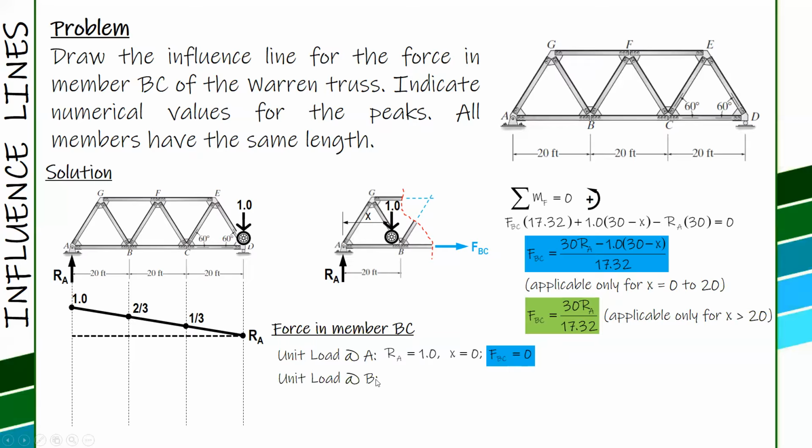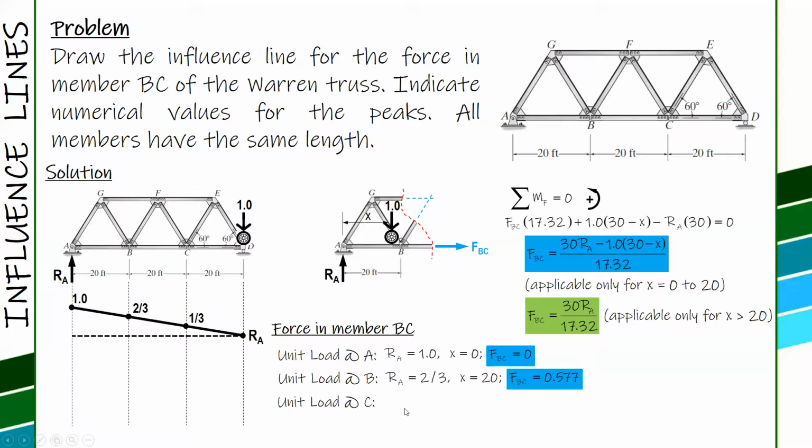And then the unit load at B. So if it is at B, the RA is equal to 2/3, right? But the X is equal to 20. This is right for 20. And 2/3 and then 20, the answer is 0.577.